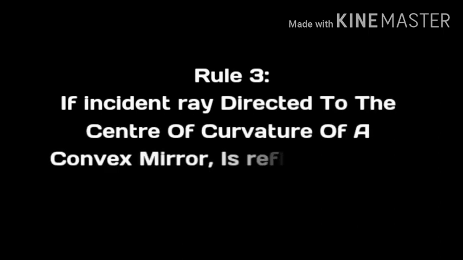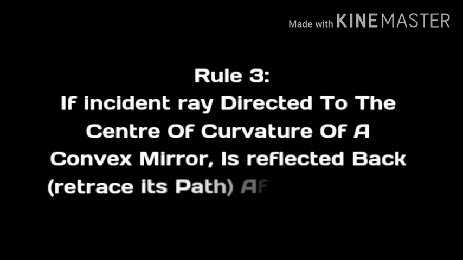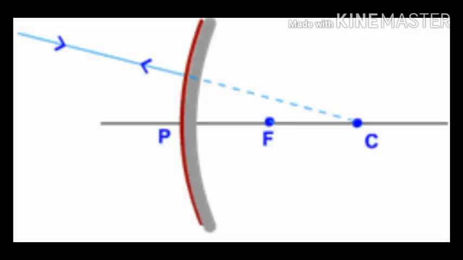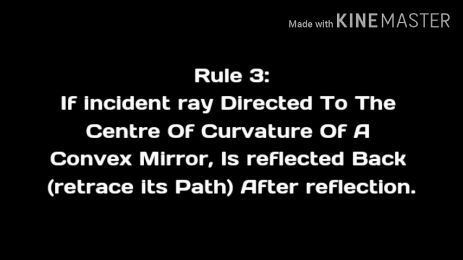For a convex mirror, if the incident light ray is directed towards the center of curvature, the light ray bounces back or retraces the same path. Here also, why is it considered as directed towards the center of curvature? Because the center of curvature of a convex mirror lies behind the mirror. So it is only possible to consider a light ray which is directed towards the center of curvature. And if the light ray is directed towards the center of curvature, it bounces back along the same path after reflection.